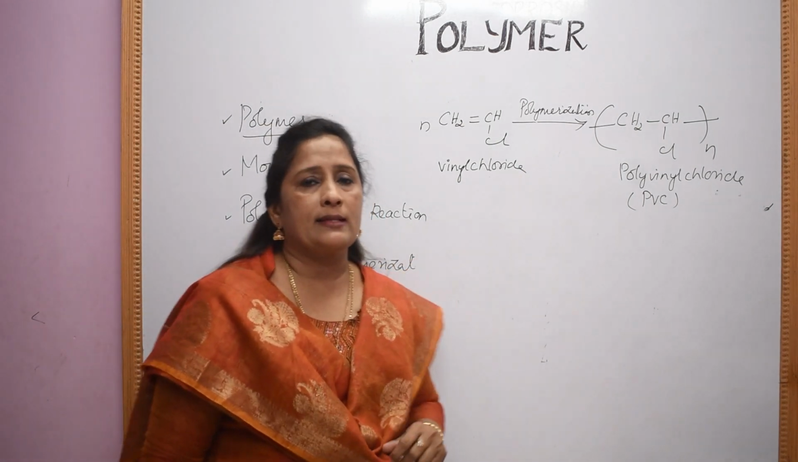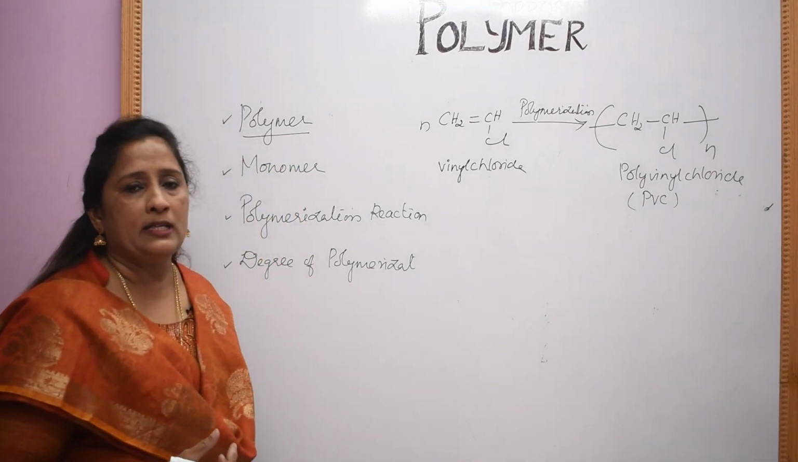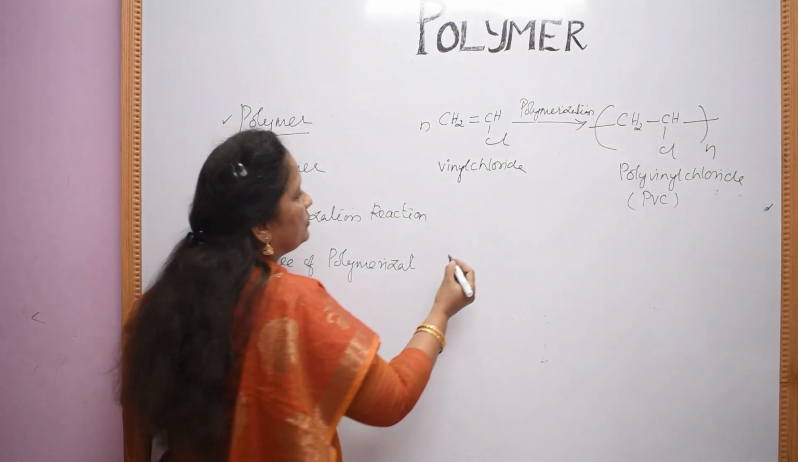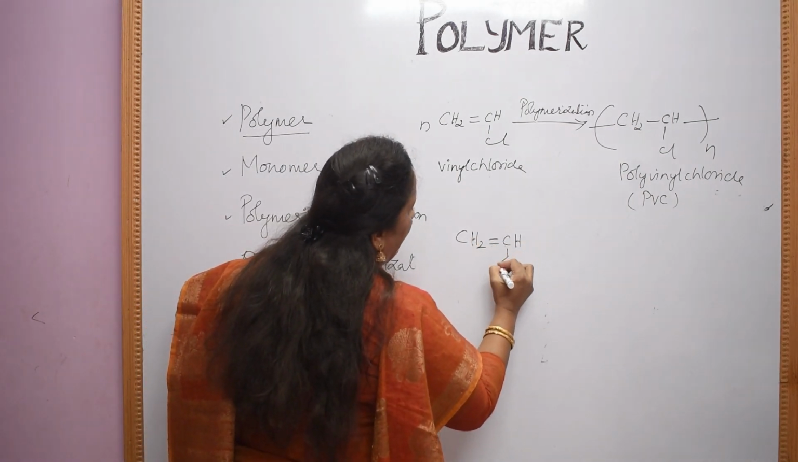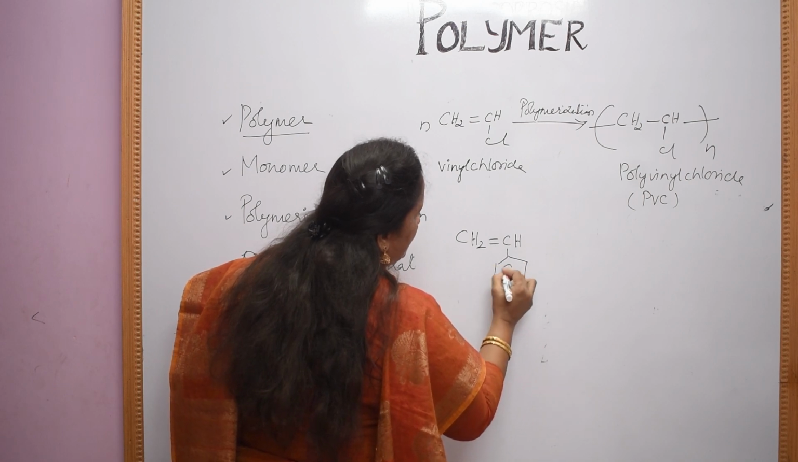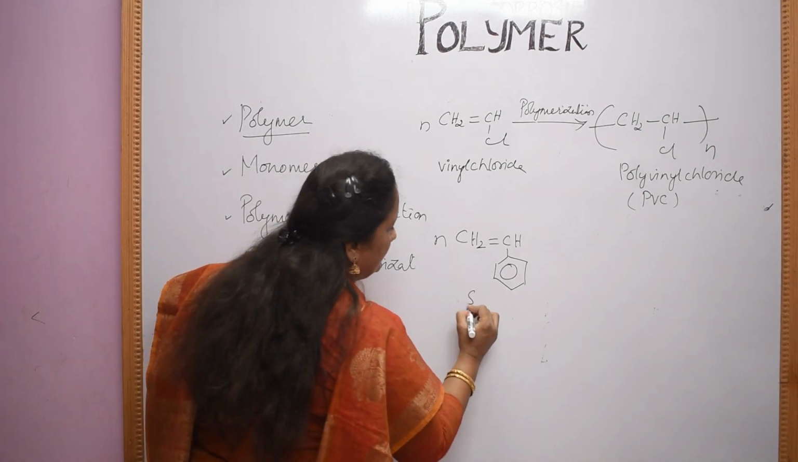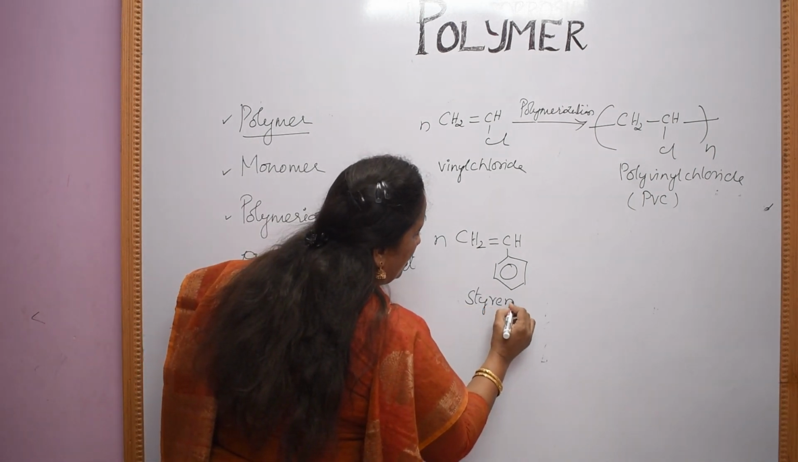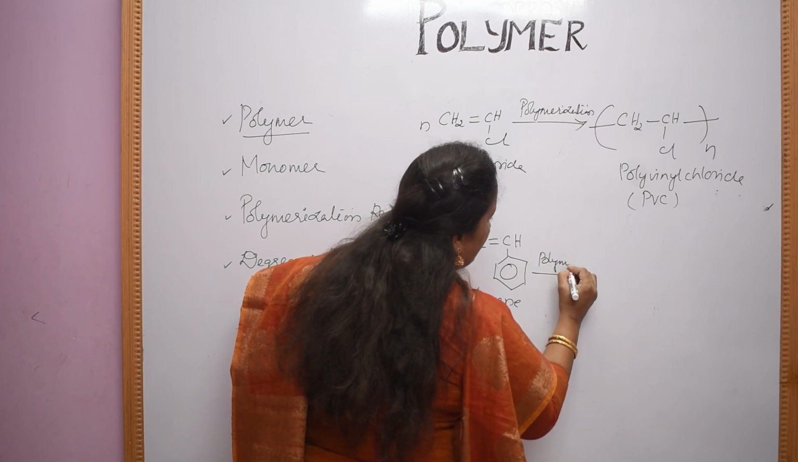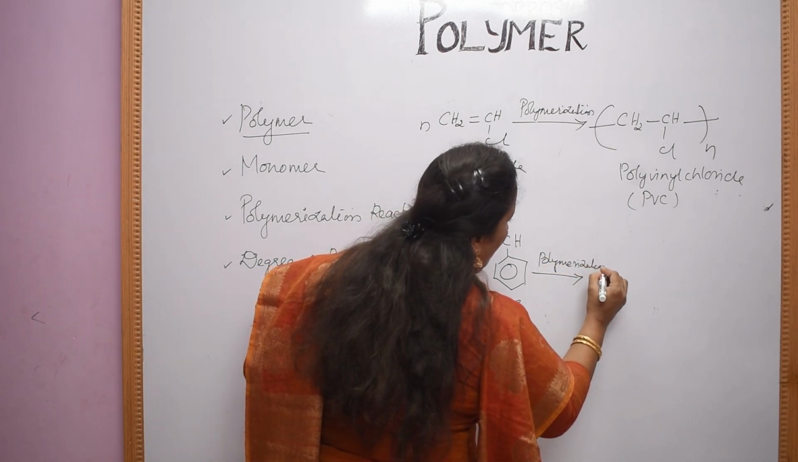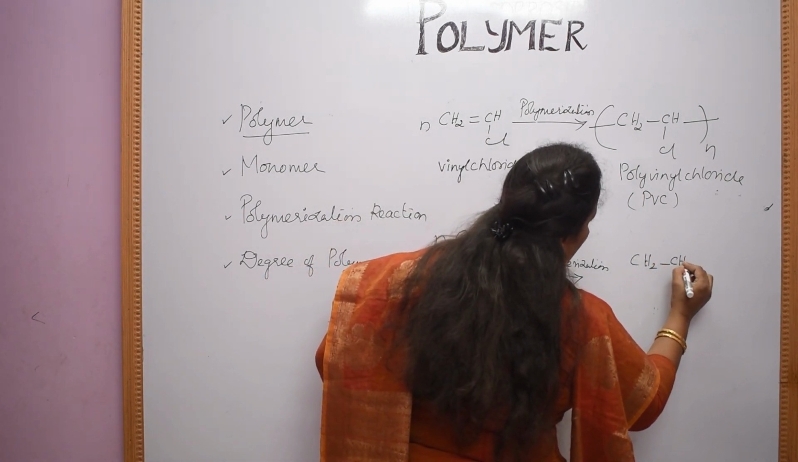Let us take one more example, polystyrene. Let us take the formation of polystyrene from the styrene molecule. So what is the structure of the styrene molecule? This is the structure of styrene. Let us consider that n molecules of styrene are undergoing polymerization to form polystyrene. So what is the structure? CH2-CH.